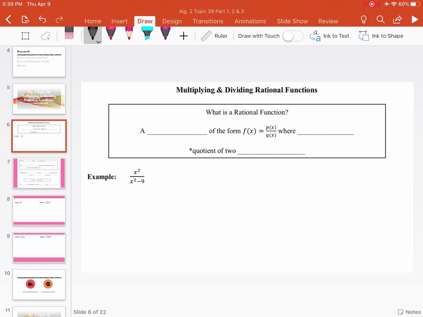Well, a function of the form f of x equals p of x divided by q of x, where q of x can't equal 0. Now notice here how we have p of x divided by q of x. So p of x and q of x, that's just equivalent to polynomials, but it's just writing it in a shorthand version. But because we're dealing with division, we're actually dealing with the quotient. So the quotient of two polynomials.